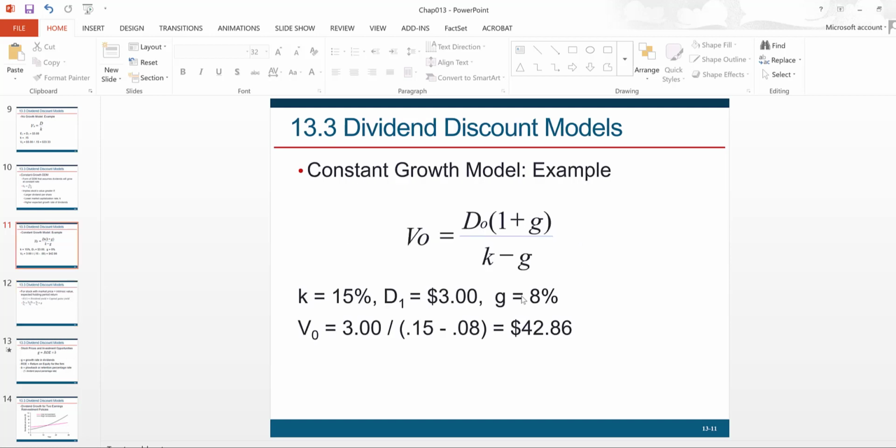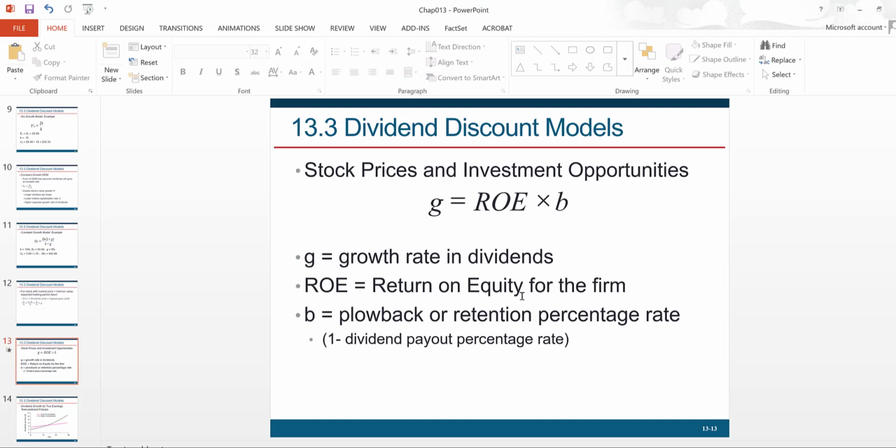Okay. Now, talking about G, how to estimate the growth rate. Here's how we can go about estimating the growth rate. We can estimate growth rate as the product of ROE and B. So what is ROE and what is B? ROE is return on equity. We'll talk about that in a minute.